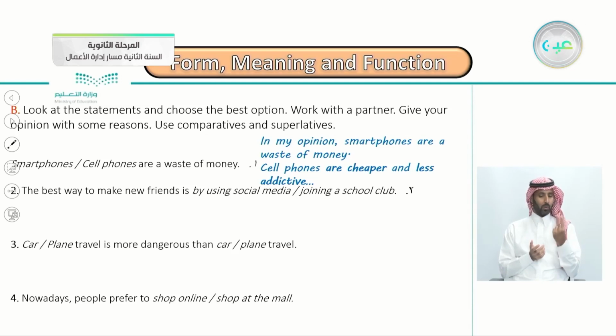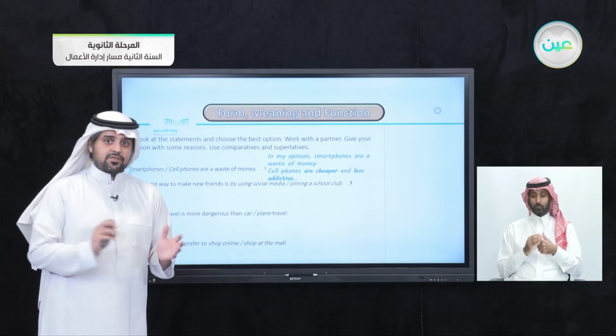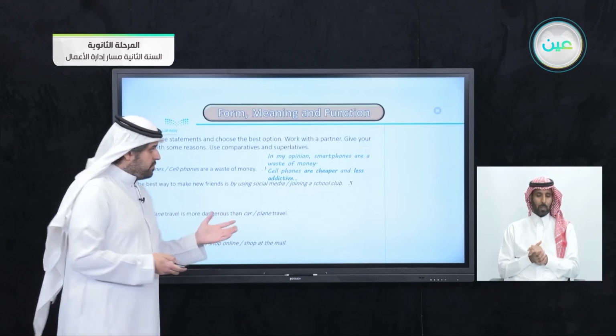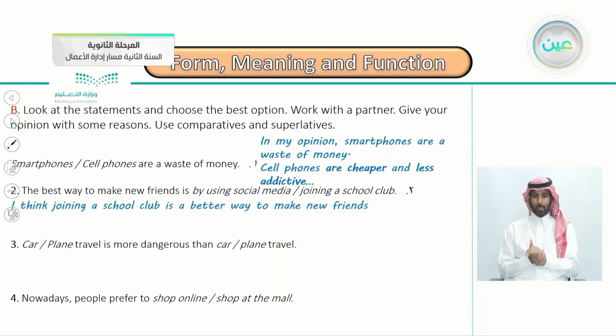So the second one, the best way to make new friends is by using social media or joining a school club. So you can write your own opinion, use the comparative and the superlative also. How do you answer the second one? Okay, let's see the answer here. I think joining a school club is a better way to make new friends. So we use the comparative here because we're comparing two things, the social media or joining the school club.